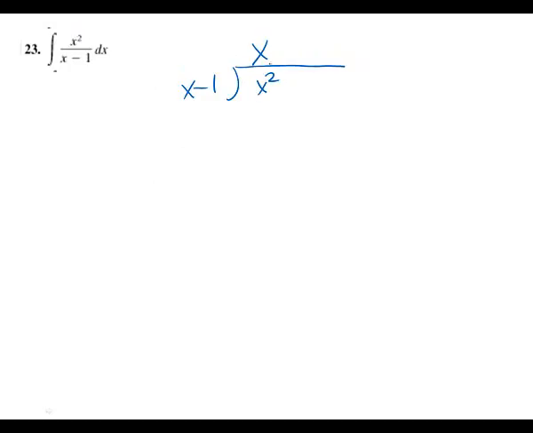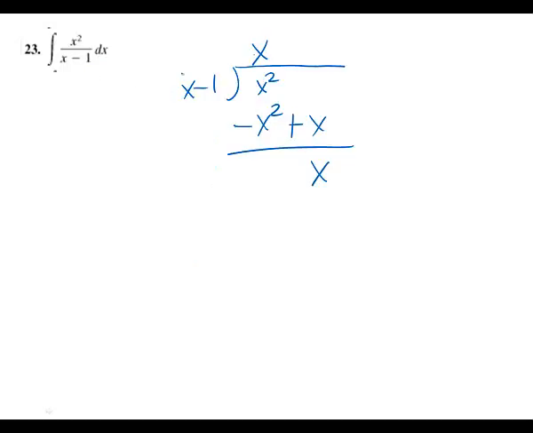X. So distribute this through. What's x times x? Good. X times negative 1. And what are you supposed to do to the signs? Switch them. So these go away and we get x.